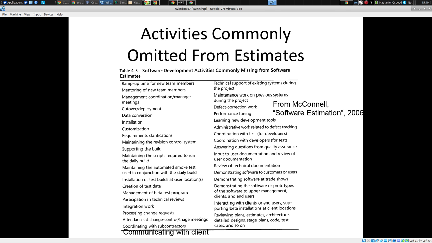But there are a lot of technical issues we often forget, too. The time to engage in data conversion from the old system or to cut it over. The mentoring time for new team members, the ramp-up time for them to get up to speed on committing, the creation of test data, the work to integrate different components, the time required to coordinate around a new test or give information up for performance tuning or defect correction, those bugs that take a lot longer to find than we anticipated. A lot of the time, our estimates just don't grapple adequately with these. And communicating with the client is one of them, I'll note.